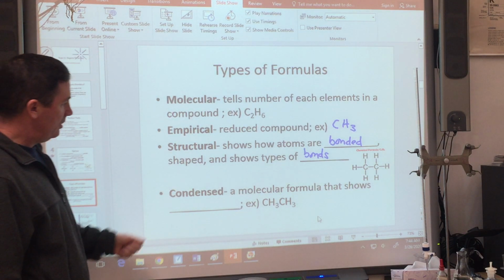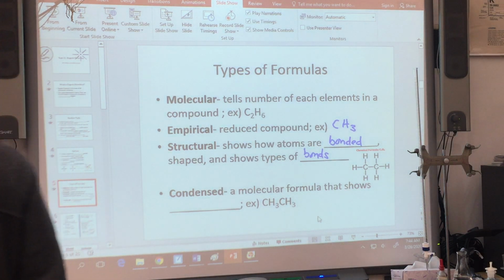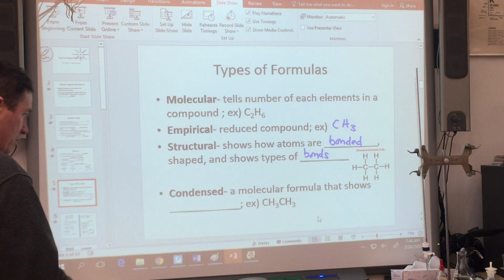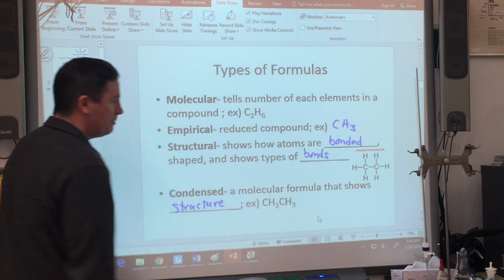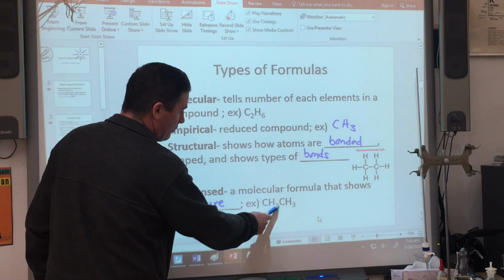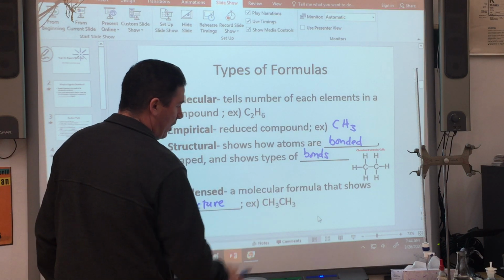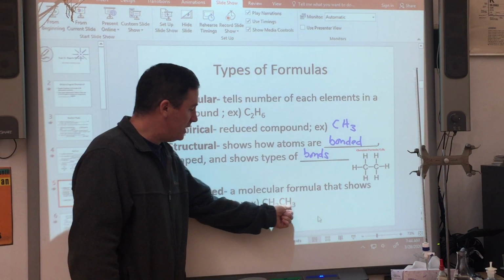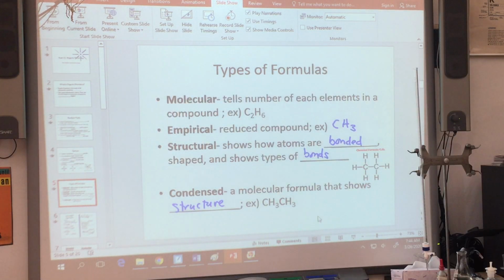And something new that you're going to learn is something called a condensed formula. It's a molecular formula that does show some structure. Now it doesn't show it 3-dimensionally, but it does show that these 3 hydrogens are bound to this carbon, and these 3 hydrogens are bound to that carbon. So once we learn how to read that, then we can understand better how those molecules are put together just by using the condensed formula.